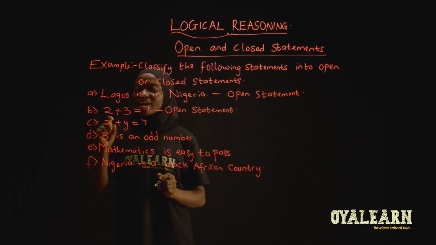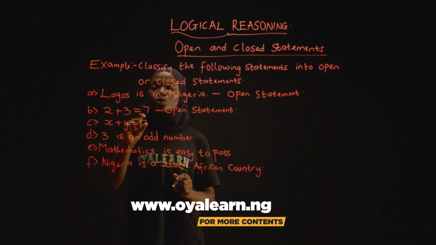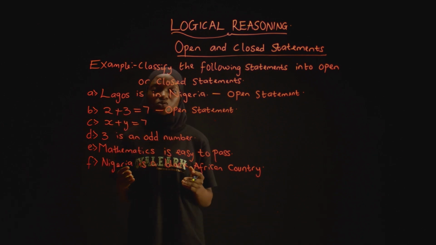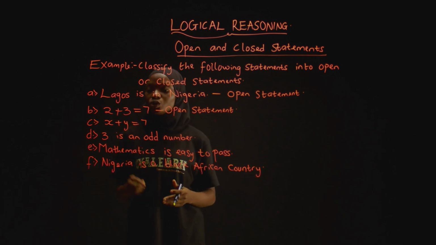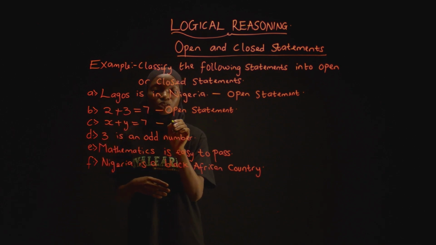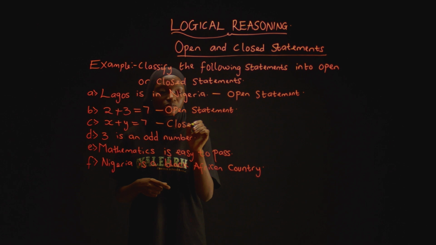Now here we have x plus y equals 7. But we are not given the values of x, and we are not given the values of y. x can be any value, y can be any value. So here we cannot determine if it is actually true or false that x plus y equals 7. So that means this statement is closed. So this is a closed statement.